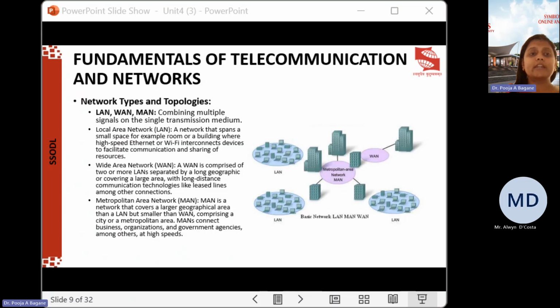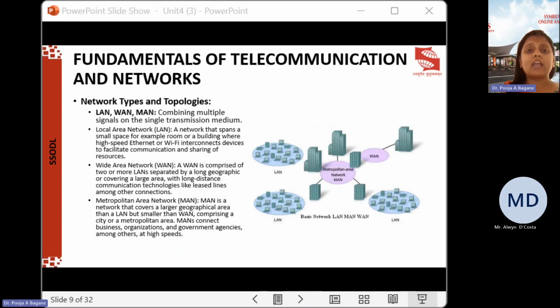Then the next point is network types and topology. There are different types of networks like LAN, WAN, and MAN. LAN is the local area network, WAN is the wide area network, MAN is the metropolitan area network. So what is LAN? LAN is a network that spans a small space, for example, a room in a building or an entire building, where high-speed Ethernet or Wi-Fi interconnects devices to facilitate communication and sharing of the resources.